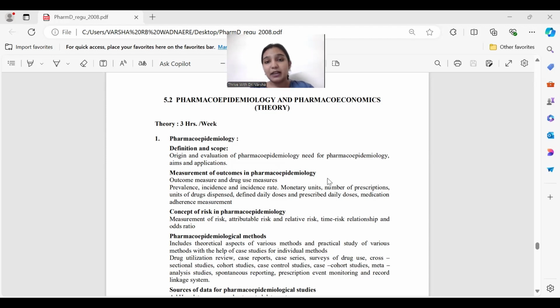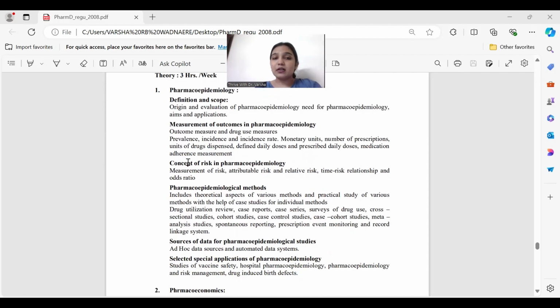How that cost will benefit me, the health benefit, as well as the risk, what risk can be there after using certain things. Now you can expect this chapter and each and every point in it for 5 marks, and in combination you can expect that for 10 marks. The chapter is the concept of risk in pharmacoepidemiology.